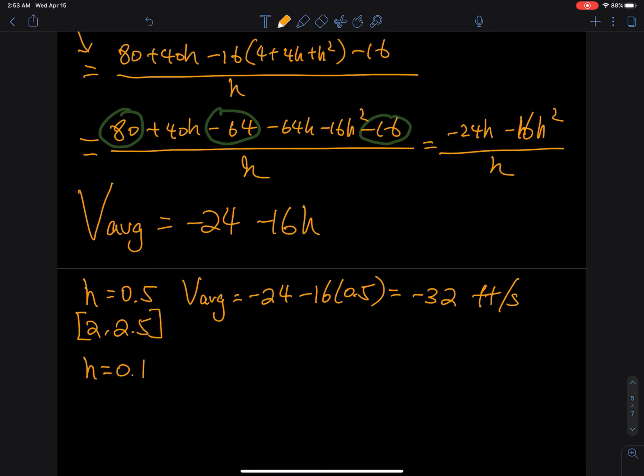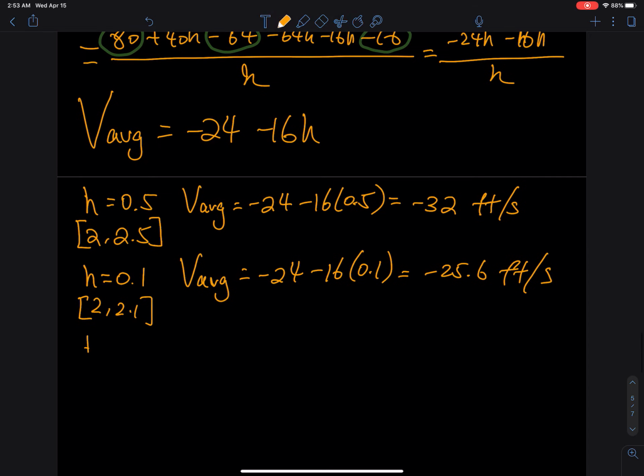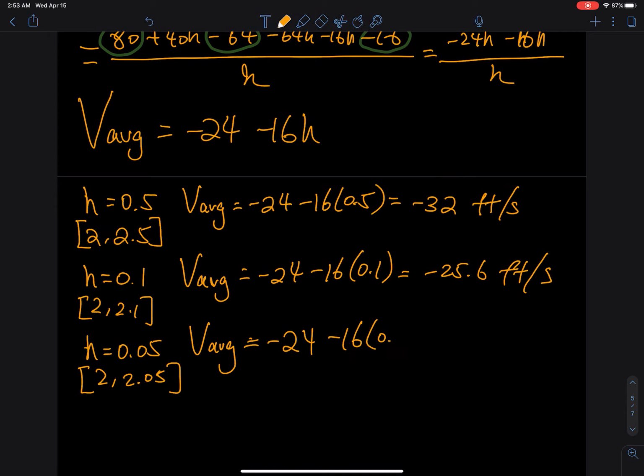make the time window smaller, smaller, smaller, and smaller. And then this is 2.1, so V average equals negative 24 minus 16 times 0.1, that equals negative 25.6 feet per second. And then h equals 0.05, we have 2 comma 2.05, and then the average velocity is negative 24 minus 16 times 0.05 equals negative 24.8 feet per second.